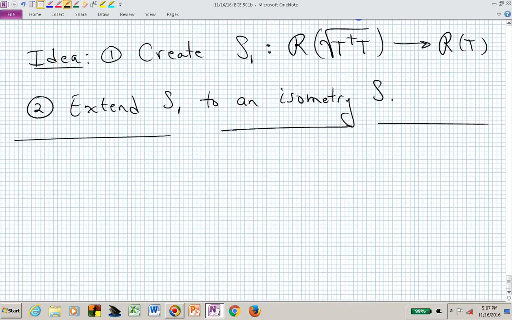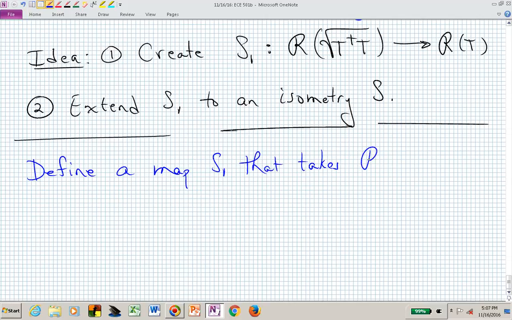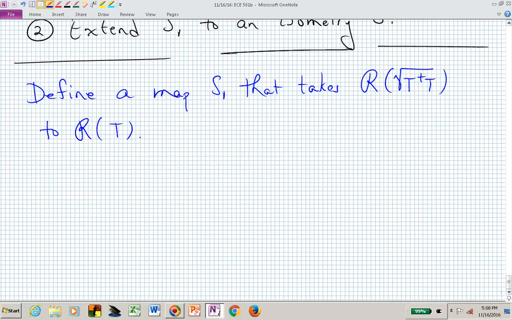That's the big picture that we're wanting to work with. So let's now first define a map S1 that takes the range of the positive square root of t dagger t to the range of t. Let's just define that. Let's say that we can define such a map.